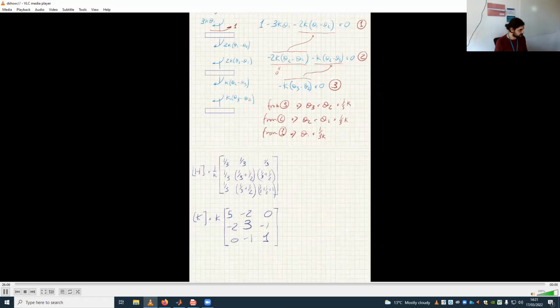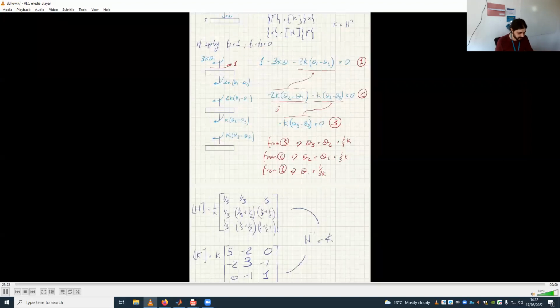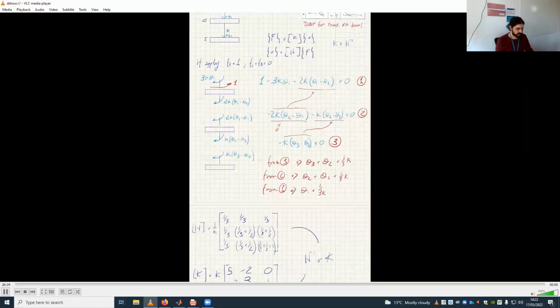We can check that this is correct by showing that H^-1 is K. You can do this with MATLAB. Okay, 100%, you get that H^-1 is equal to K, or K^-1 is equal to H. Again, it's the same thing. Yeah, okay, it doesn't matter.